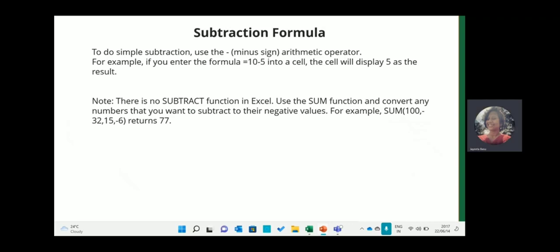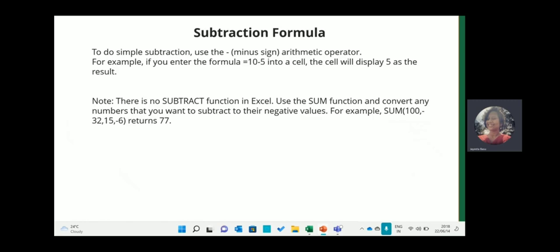Now, to use subtraction, the easiest way is to use the minus sign. Now, you know what the minus sign is? The minus sign is the hyphen sign, by the way. Just beside 0 on your keyboard, you will be able to see the underscore sign and the minus sign. The minus sign is something that we use as a hyphen. So you know how to look for the minus sign right now.